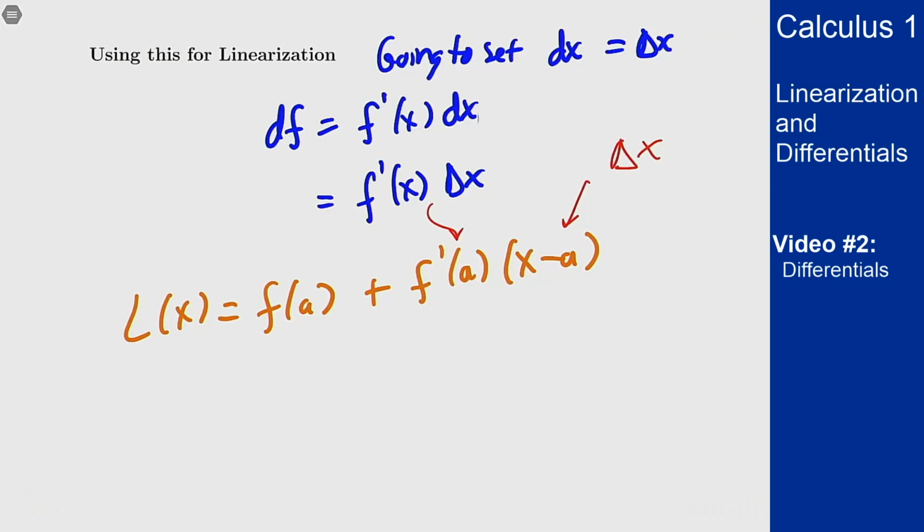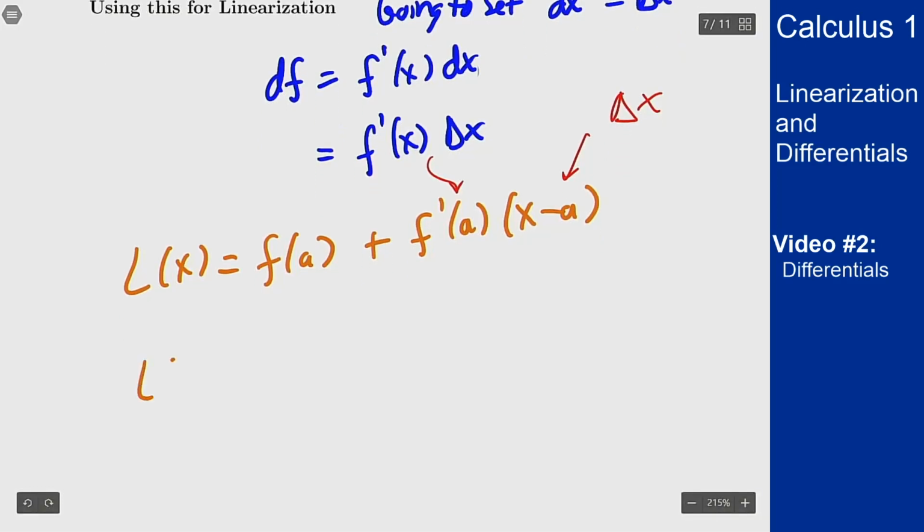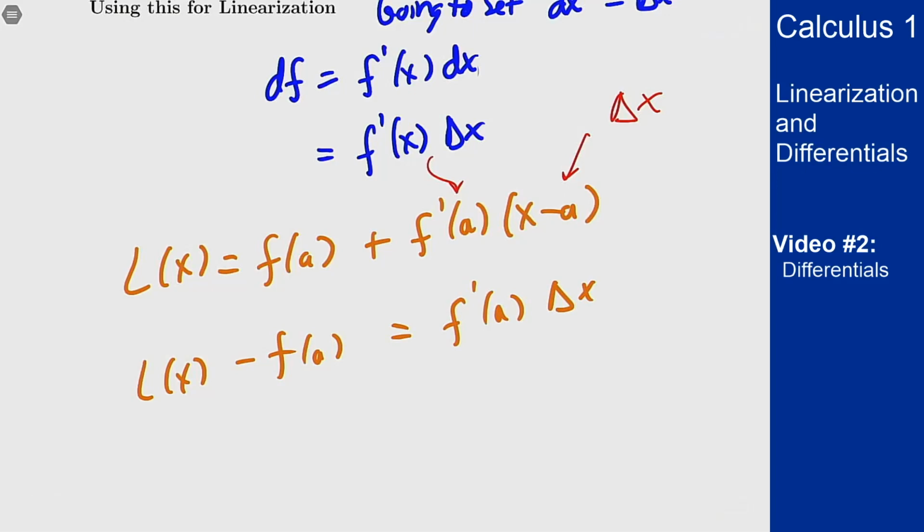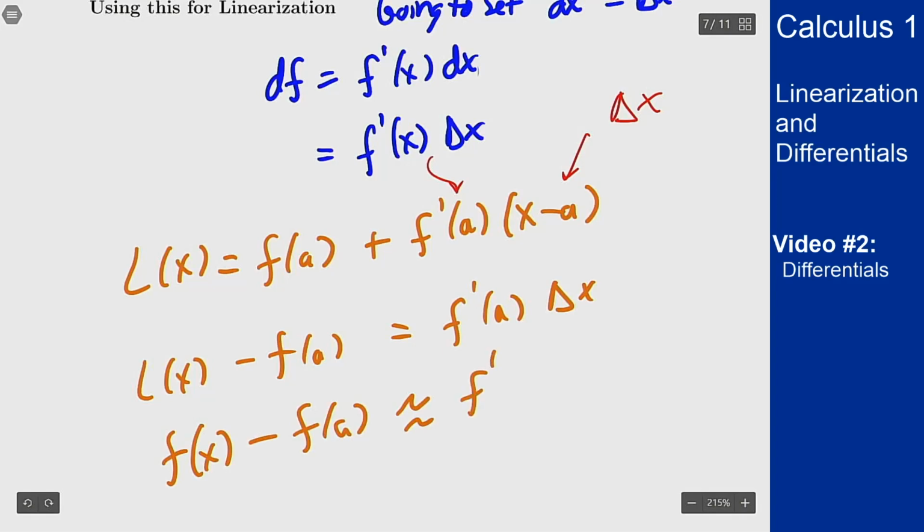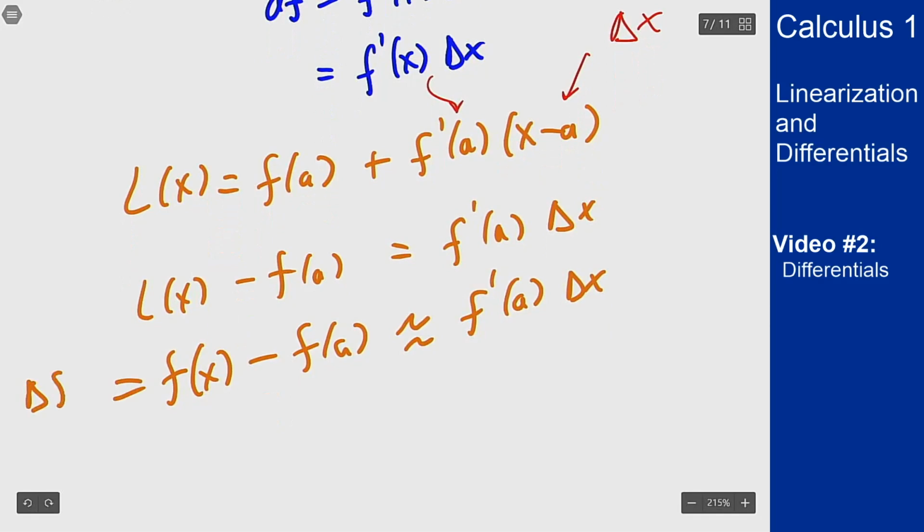So linear approximation tells us that L of x minus f of a is equal to f prime at a times delta x. But linear approximation gives that this L is approximately f at x. So f at x minus f at a is approximately f prime at a times delta x. This over here is a change in f. And when we're doing linear approximation, we're trying to get at this change in f, because the change in f lets us get the actual value of f, because I know the value at a nice point.